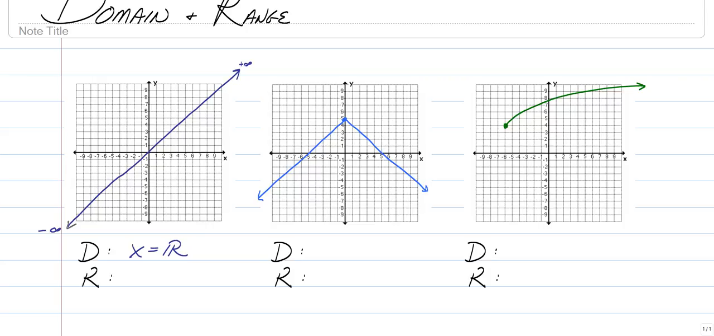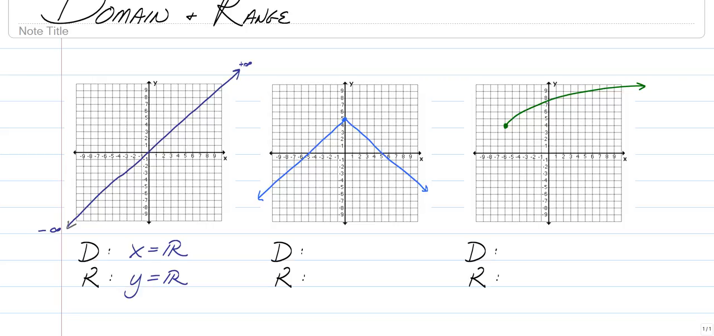Okay? Now for range, you're going to do the same thing, but you're going to think in terms of up and down. Now this one is basically y equals x. This is the easiest possible example we can give you. So it's also going down forever, and it's also going up forever. So when it goes down and up forever, y is also equal to all real numbers. Okay, and again, that's the all real number symbol. It's basically the letter R with two vertical lines. So that's domain and range of the first example.